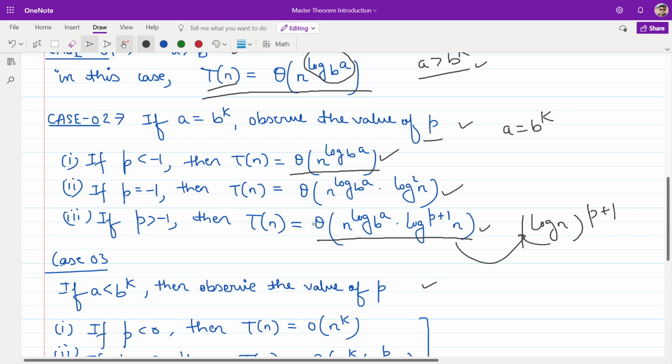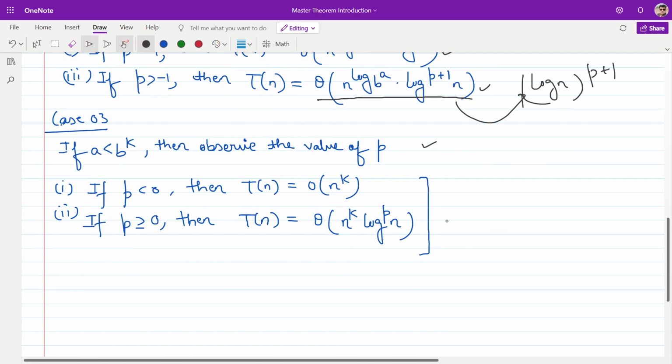Okay, now these are the two cases we have discussed: one when the value of a was greater than b raised to the power k, and another when the value of a was equal to b raised to the power k. Okay, now we are going to talk about the third case. In the third case, what will happen is a is less than b raised to the power k.